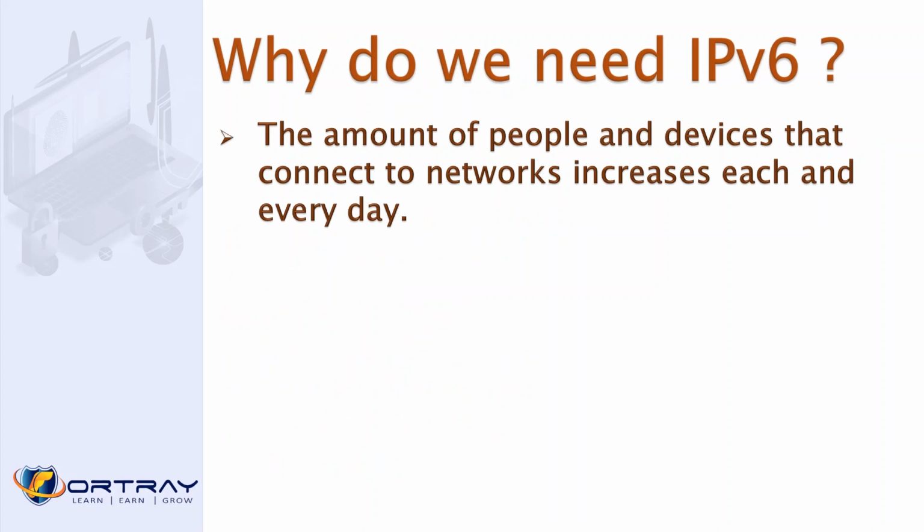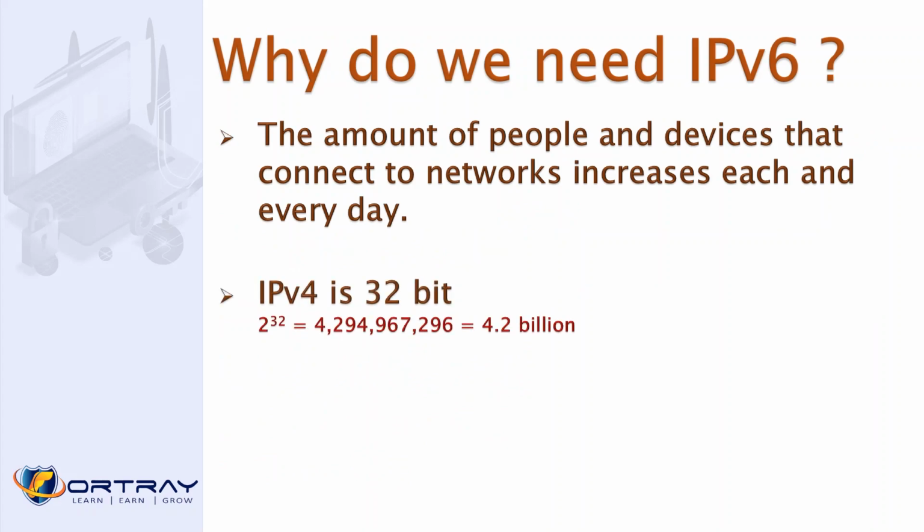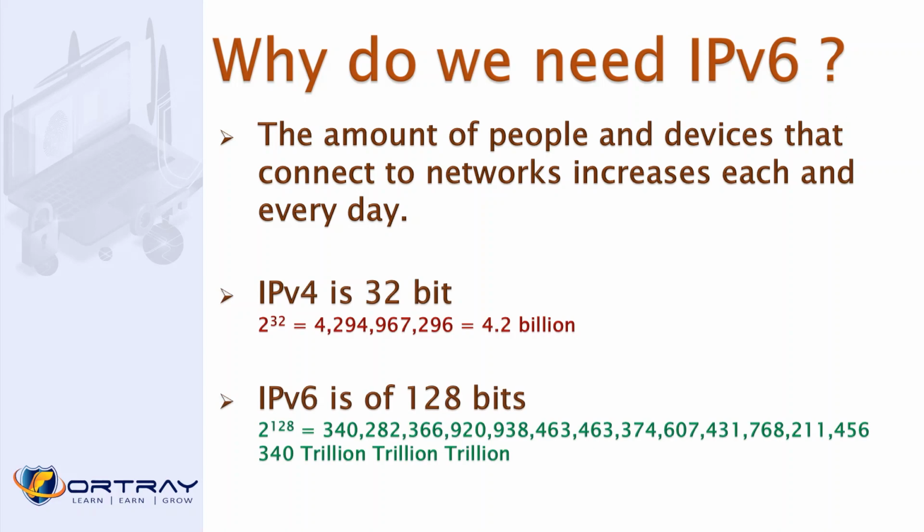The number of people and devices connecting nowadays is increasing every other day. For example, we're now talking about even fridges, freezers, washing machines and all those household things also being connected to the internet. If you need to connect to the internet, you need a unique IP. But the problem with IPv4 is you have a maximum of 4.2 billion IP addresses, whereas nowadays we may have trillions of devices connected in the next few years.